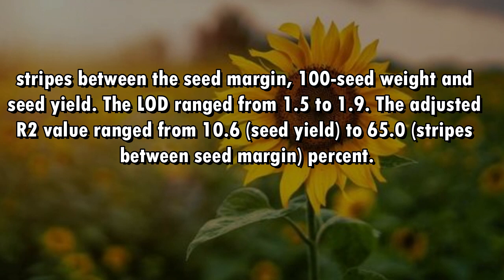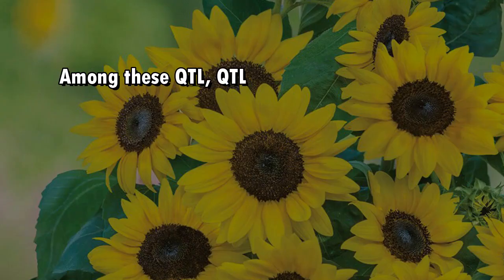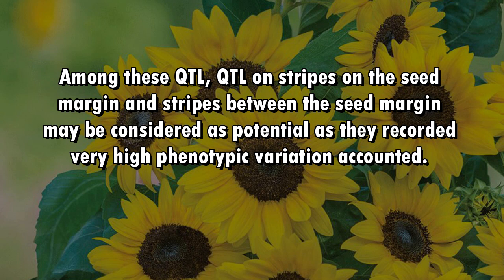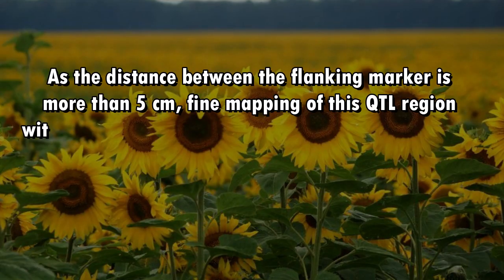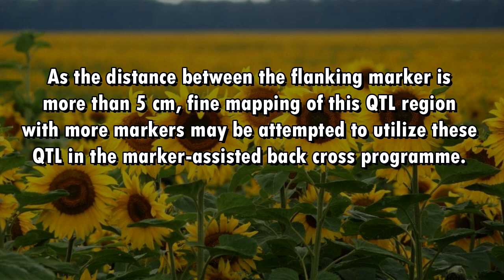The LOD ranged from 1.5 to 1.9. The adjusted R2 value ranged from 10.6% for seed yield to 65.0% for stripes between seed margin. Among these, QTL on stripes on the seed margin and stripes between the seed margin may be considered as potential, as they recorded very high phenotypic variation accounted. As the distance between the flanking marker is more than 5 cM, fine mapping of this QTL region with more markers may be attempted to utilize these QTL in the marker-assisted backcross program.